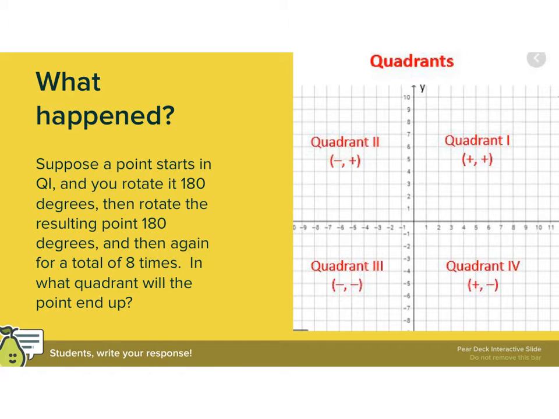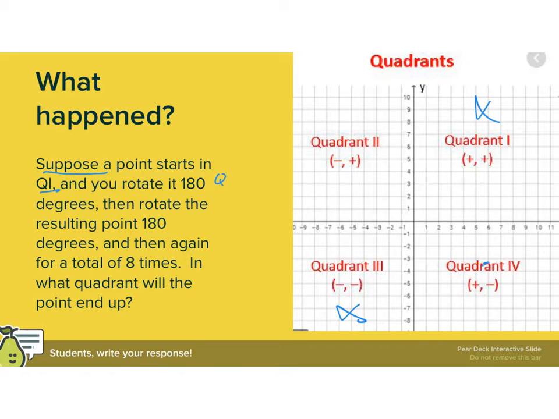Okay, so now we have to kind of think about some things, right? We're not really solving anything. We're just trying to figure out what would happen. So suppose you have a point, it starts in quadrant 1, okay? So I'm here in this quadrant, and I rotate it 180 degrees. Well, this would be 90, so it would be here. So it's in quadrant 3 after 180 degrees.